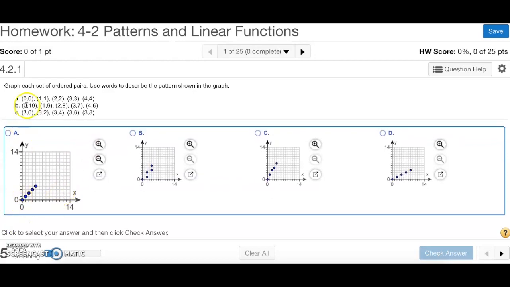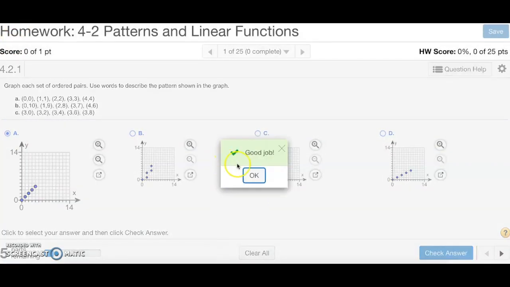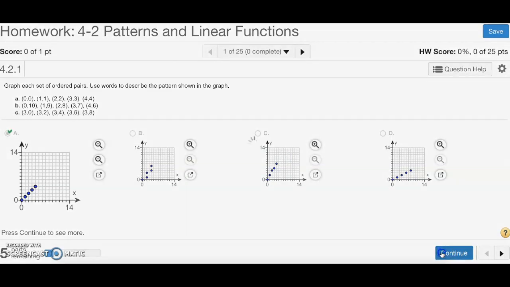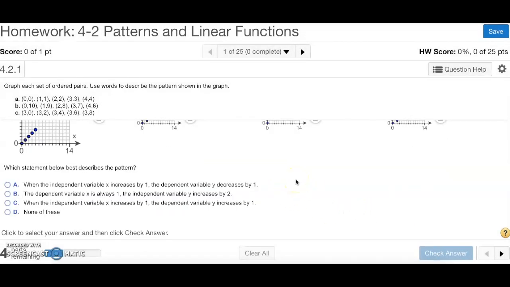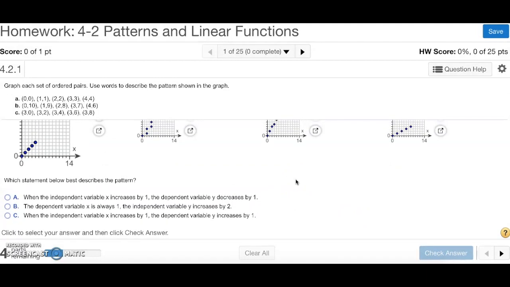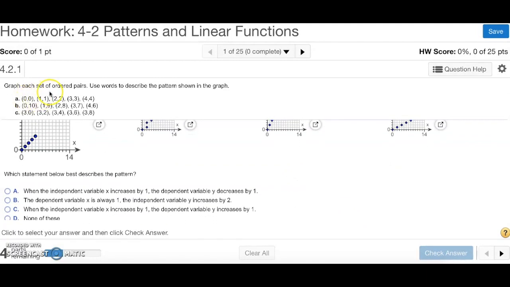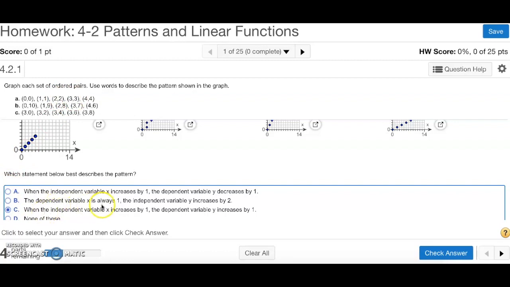So we have 0, 0, 1, 1, 2, 2. Okay, so this tells me it has to be A. Now, which statement best describes the pattern? So when x increases by 1, 0, 1, 2, 3, y also increases by 1 from 0 to 1 to 2 to 3. So that means it's going to be C. When x increases by 1, y increases by 1.